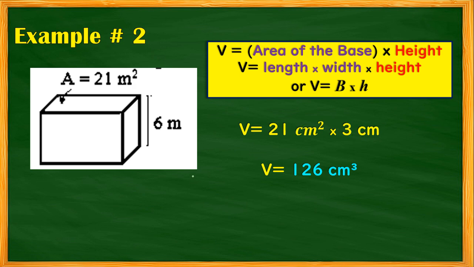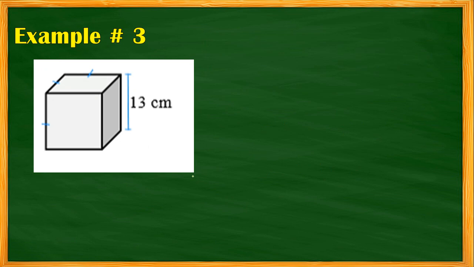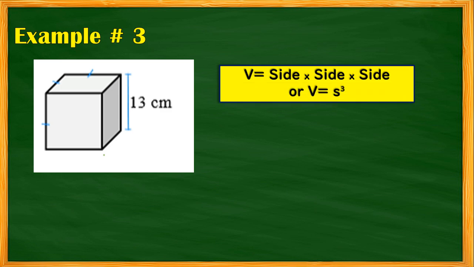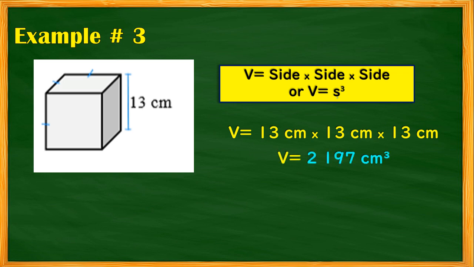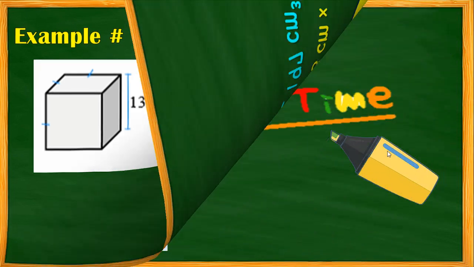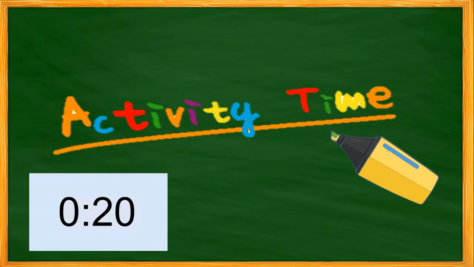Okay, so for number 3, this would be a cube. So this would be a height of 13 centimeter. So this would be 13, also 13 and 13. Now, the formula is side times side times side, or B is equal to S cube. So substitute, then multiply it all together. The answer is 2,197 cubic centimeter.